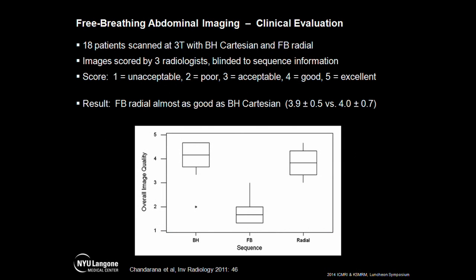And we did a first clinical study to evaluate the clinical performance of this radial free breathing approach. And in this study, we looked at 18 patients, which were both scanned with a breath hold scan and then also with this radial free breathing approach. The images were then scored by radiologists blinded to the sequence information. And it turned out that we do not have to make a big compromise in image quality if we replace the conventional breath hold scans with this radial free breathing approach. And therefore, we started using this sequence routinely at NYU for pre- and post-contrast imaging in certain patient populations.